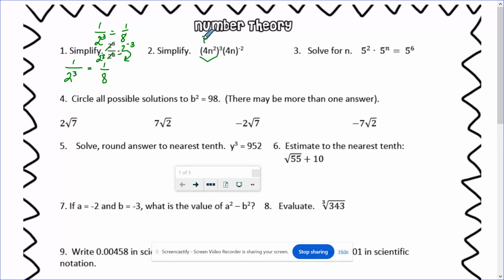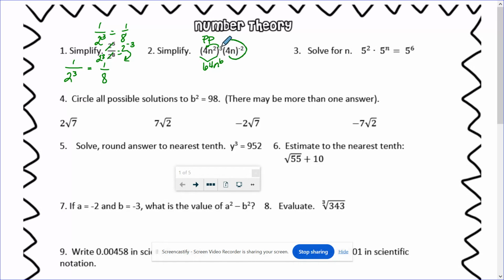This is a power to power rule. So is this one. However, the power is a negative, which we're going to treat a little bit differently. So first we're going to do power to power. So 4 to the third power is 64. Then we keep the base and we multiply the exponents.